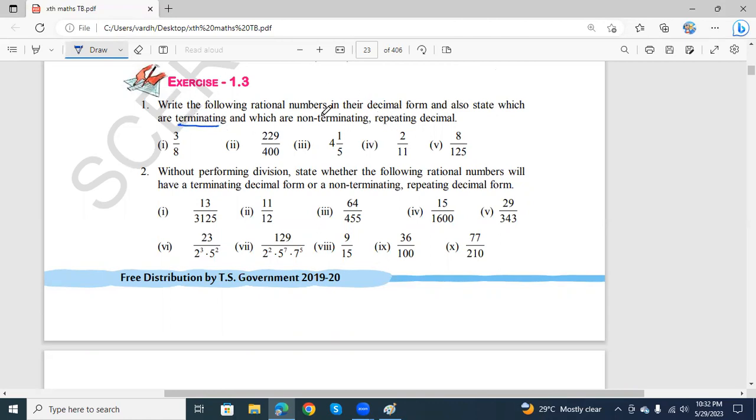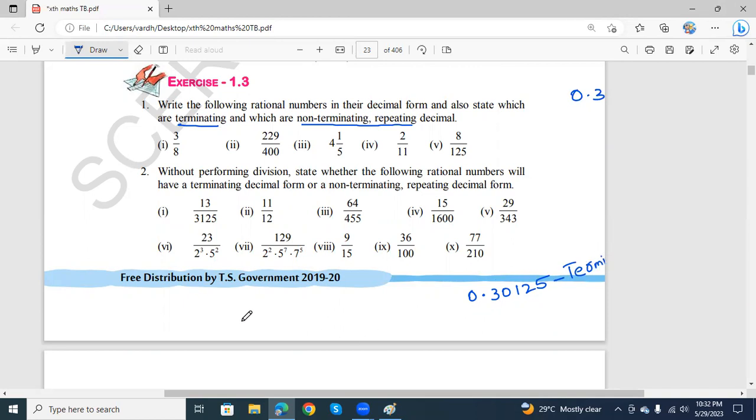First of all, we need to understand what is terminating and what is non-terminating repeating decimal. For example, if we take 0.30125, this is a decimal number, right? In this decimal, there is a finite number of decimal places: 1, 2, 3, 4, 5. I can count these decimal places. It stops here. So this is called a terminating decimal.